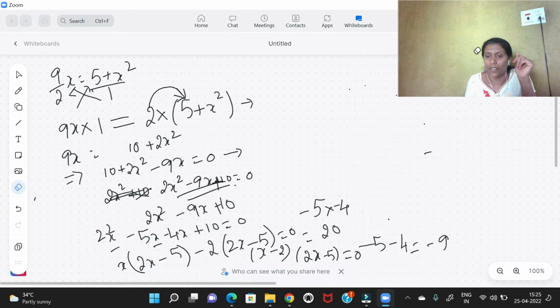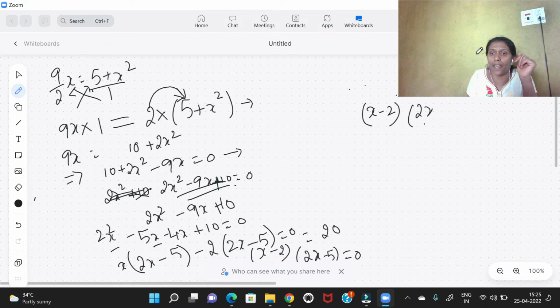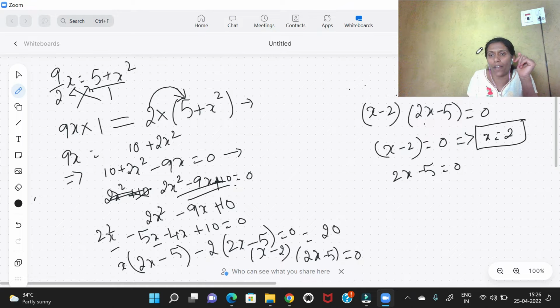Okay, so one second. So far this is right, and now I will go for (x − 2)(2x − 5) = 0. Therefore, individually, x − 2 = 0 or 2x − 5 = 0. If this is the case, x = 2 is one factor, or 2x = 5, or x = 5/2 is another factor.